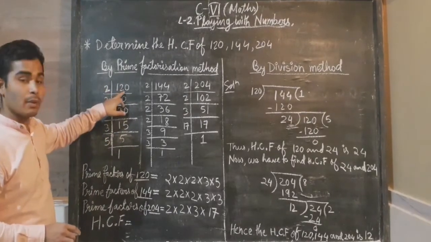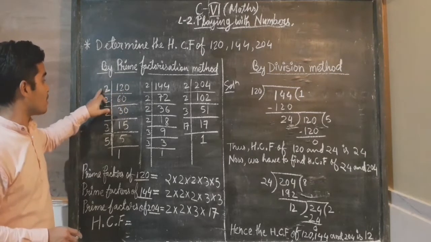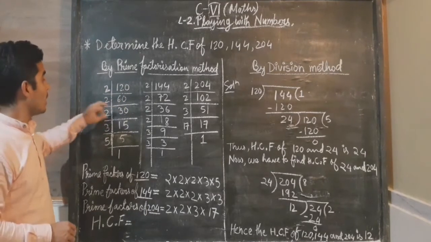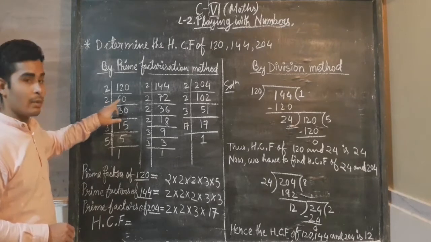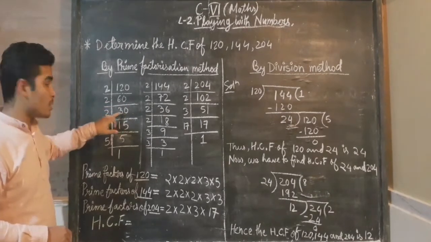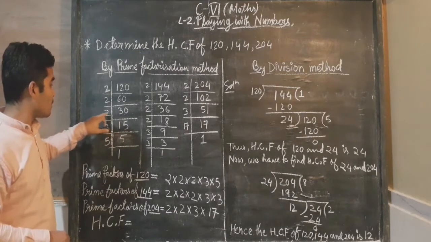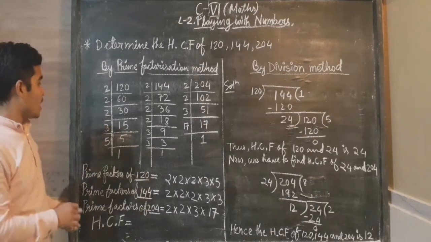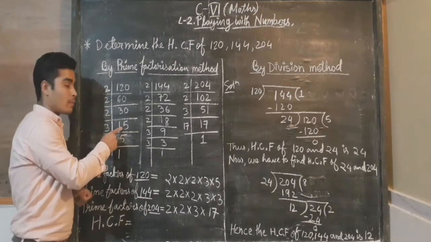It is divisible by 2, so if you divide this number by 2 then we will get 60, and 60 is also divisible by 2. Again we divide by 2, then we get 30, and 30 is also divisible by 2. If you divide 30 by 2 then we will get 15, and now this number is not divisible by 2.